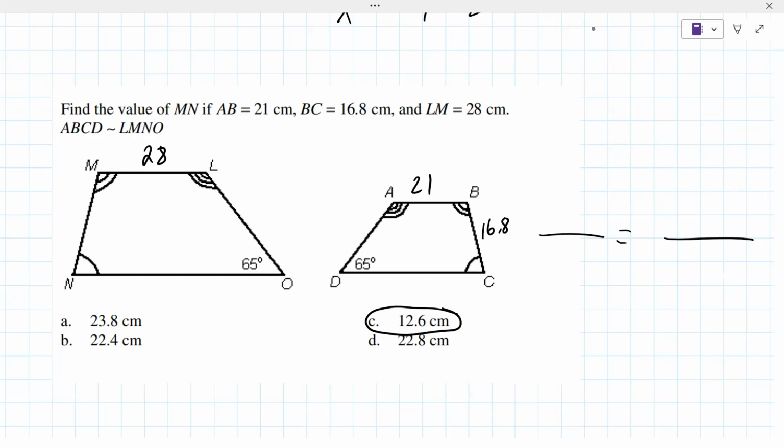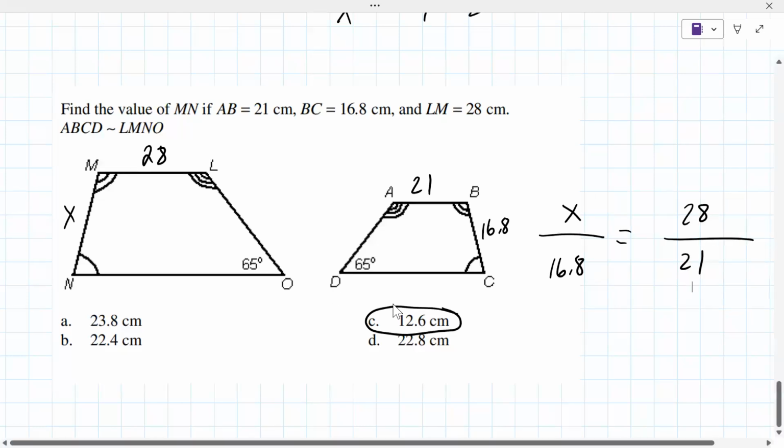Do you want to try this one more time? Yeah. Okay. For top left, that's the X. Okay. Under that would be 16.8. Okay, that's fine. And top right 28. Okay, that works. And bottom left 21. That works. Okay.